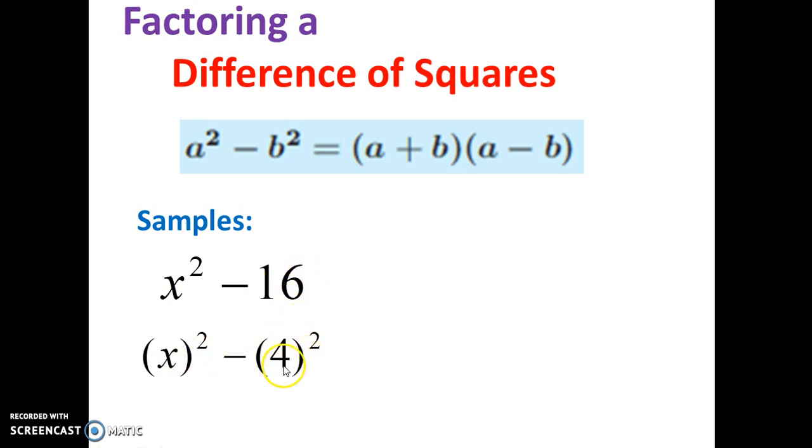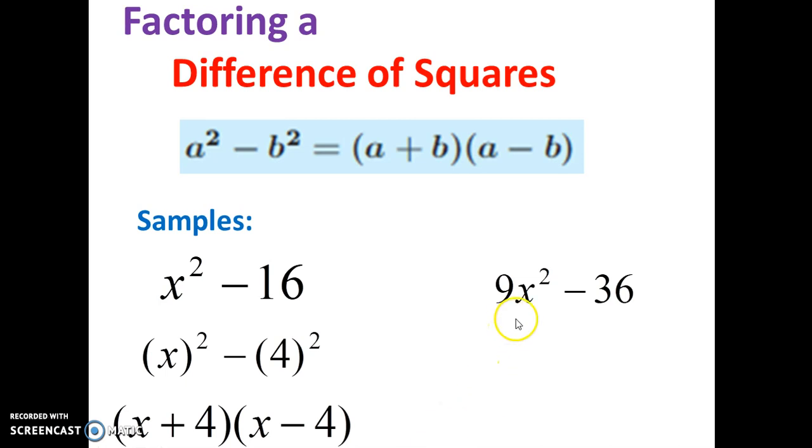So we have a difference of squares. So now that can be factored into (x plus 4)(x minus 4). So when you begin with a difference of squares, you'll always factor like that. One will have a plus sign, one will have a negative sign.